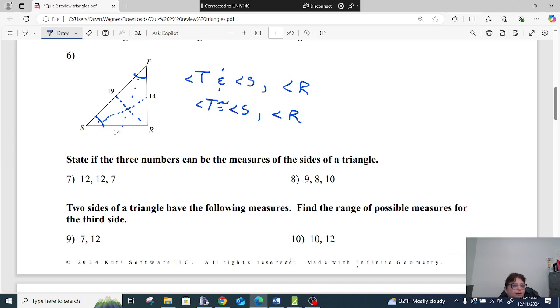Now this one, two of the sides are equal. So just use 7 and 12. And is 7 plus 12 greater than 12? Well, of course, right? 19 is greater than 12. So is this a yes or a no? Yes. This would be a yes.